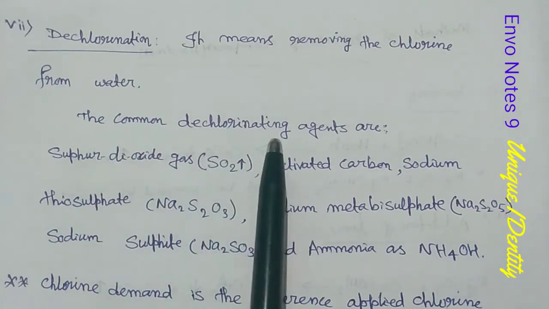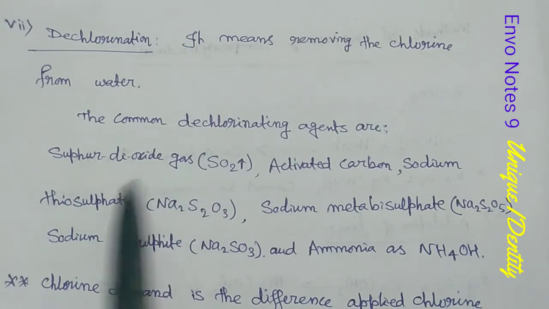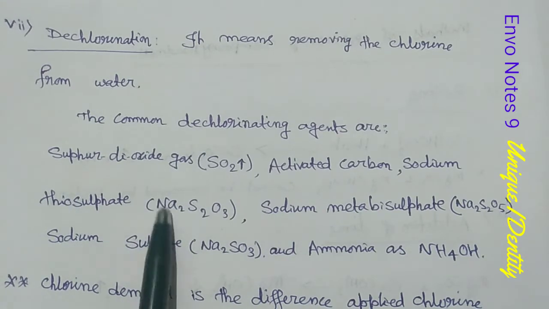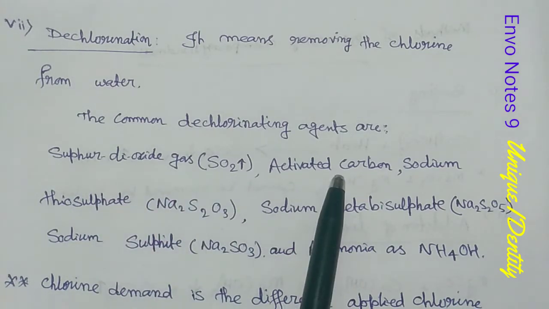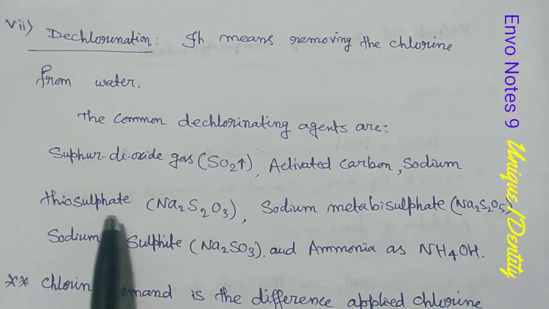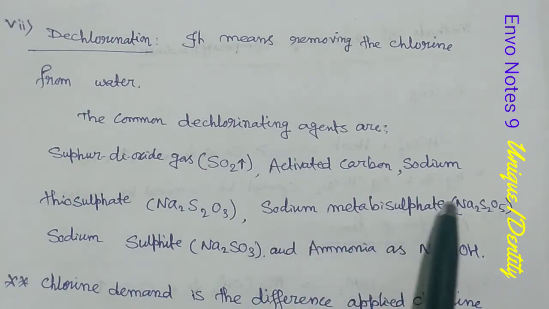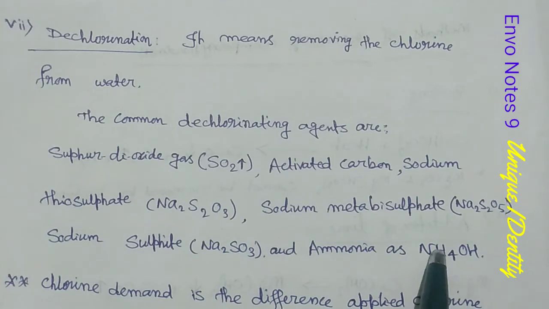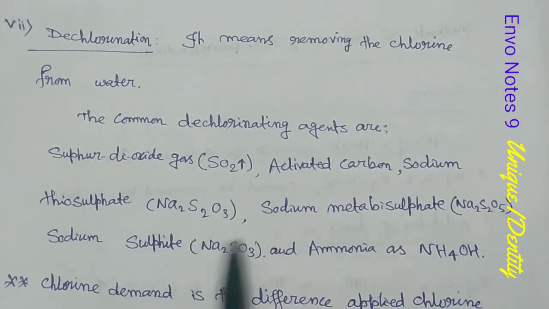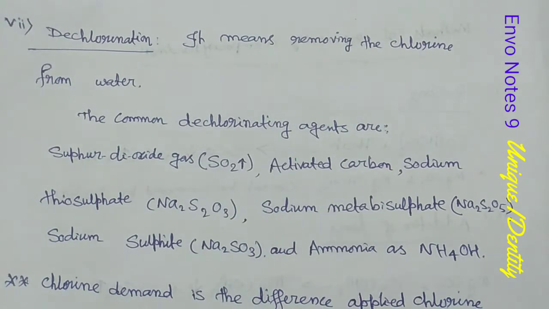The common dechlorinating agents are, and you should remember these names, because in competitive exams this term will be asked: sulfur dioxide, activated carbon, sodium thiosulfate, that means Na2S2O3, sodium metabisulfite, that means Na2S2O5, sodium sulfite, Na2SO3, and ammonia as NH4OH. So please remember the common names of the common dechlorinating agents.